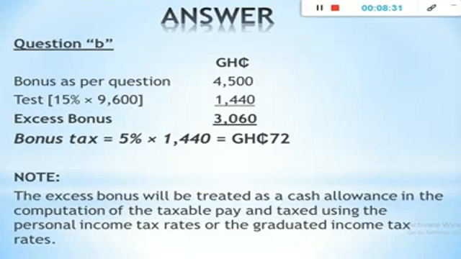So here the explanation is below. The excess bonus will be treated as a cash allowance in the computation of the taxable pay and tax using the personal income tax rate or the graduated income tax rate. So that's basically how the computation will be done. The amount of 3,060 will be treated as a cash allowance when you are calculating our taxable pay or the chargeable income, and then this whole chargeable income will be subjected to the personal income tax table ranging from 0% to 30%. That's the current rate, and that's it.